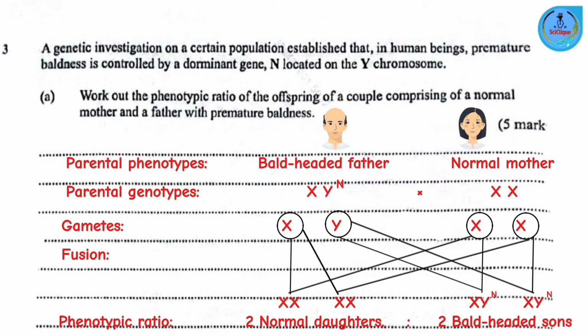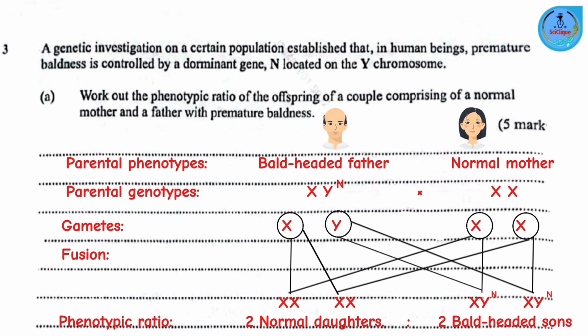Next step is fusion. We are going to cross the gametes, and this will lead us to the following 4 possibilities. So these are the possibilities of the genotypes of the F1 generation. Simply put, if they were to have an offspring, then there is a possibility of the following. Now, if you look at the genotypes, they are split. You have 2 females and 2 males.